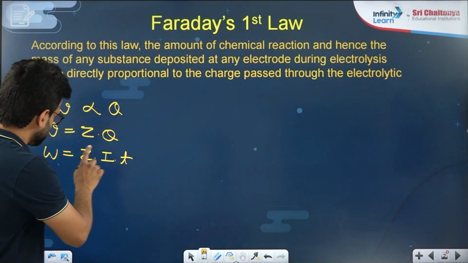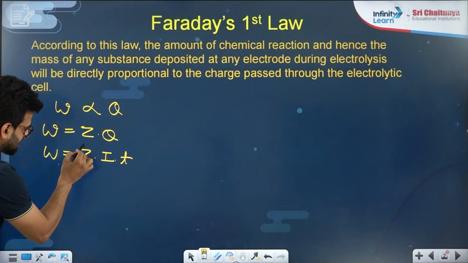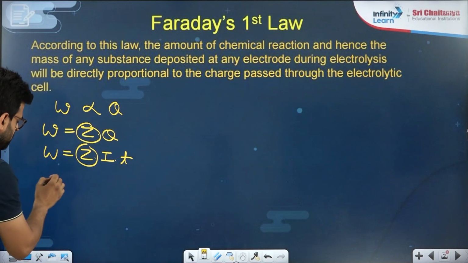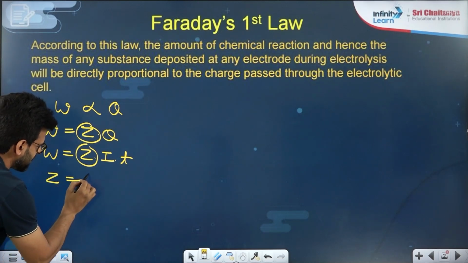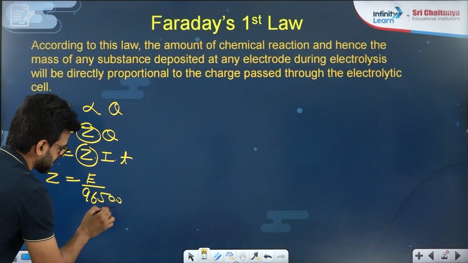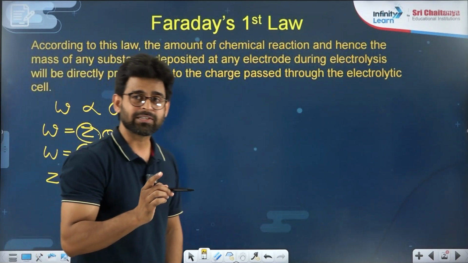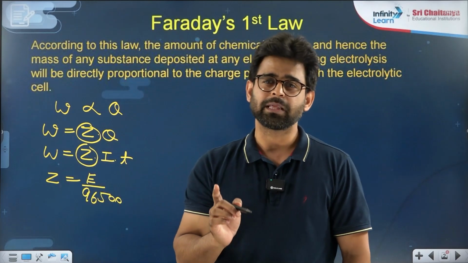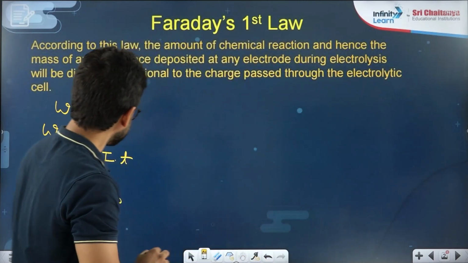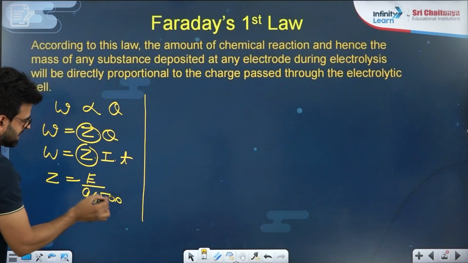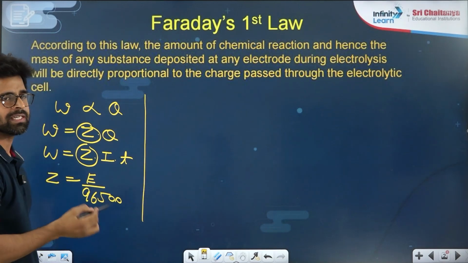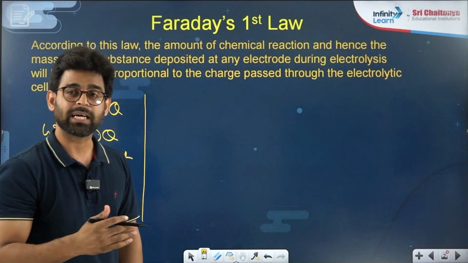Clear? Before starting the questions, first let us understand what Z is. As I said, Z is the electrochemical equivalent, and its value is equal to the equivalent weight of that substance divided by 96500. We will need Z to solve these questions, and to get the value of Z, we will need the equivalent weight of the substance which will get deposited.